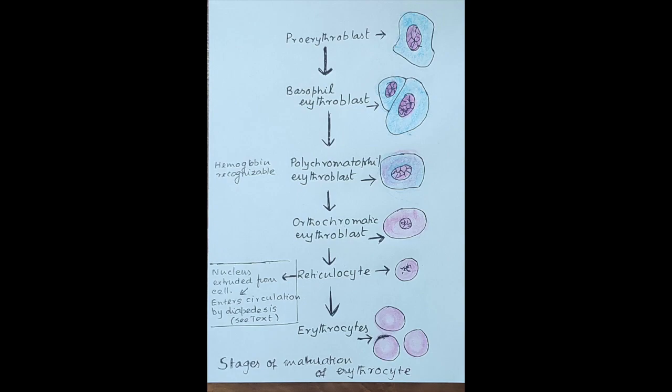This figure shows the various stages of maturation of RBCs. The differentiated mother cell is the proerythroblast, which goes through the following stages: basophil erythroblast, polychromatophil erythroblast, in which the first signs of formation of hemoglobin are recognizable, then the orthochromatic erythroblast, then the reticulocyte, where the nucleus condenses, becomes inactivated and is extruded from the cell. The reticulocyte enters the circulation and becomes a mature RBC, which lives for 120 days in the circulation.